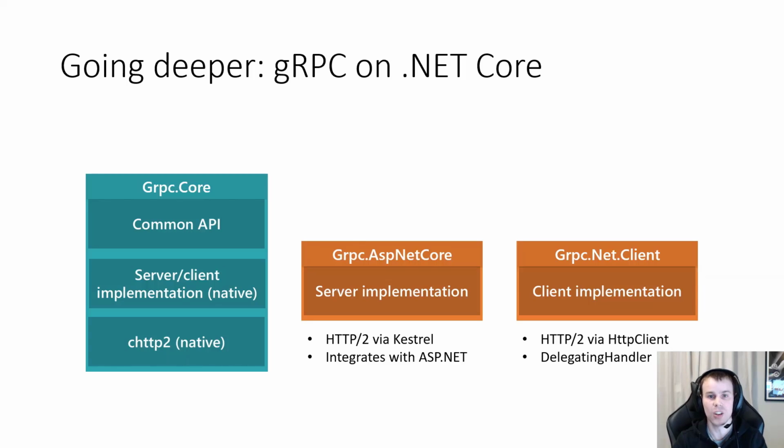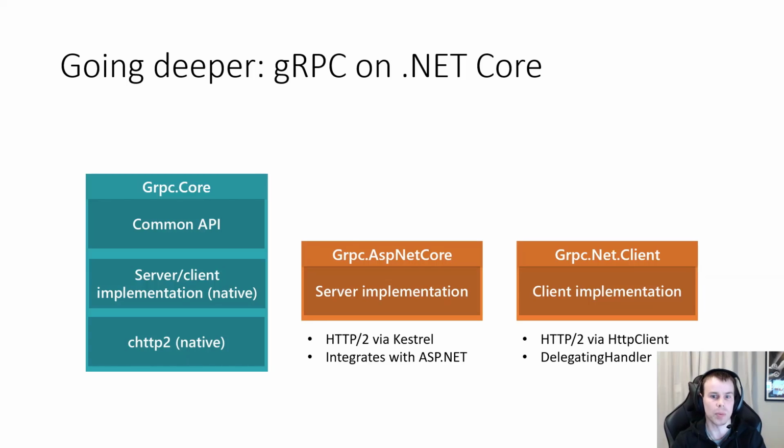We also have a new NuGet package for the client, Grpc.Net.Client. That sits on top of HttpClient, which supports HTTP 2, and because you're using HttpClient, outgoing middleware implemented via delegating handlers are also supported.